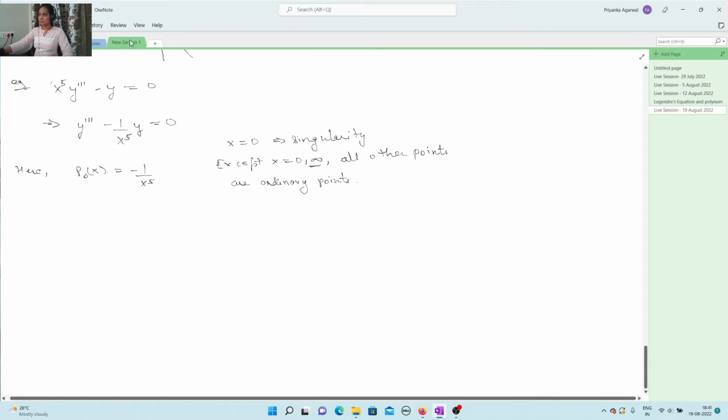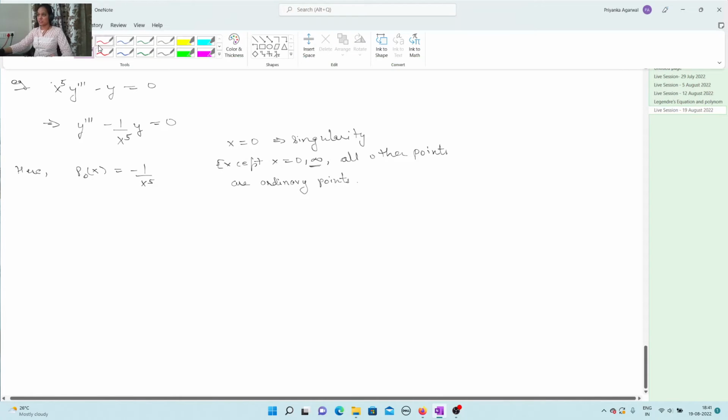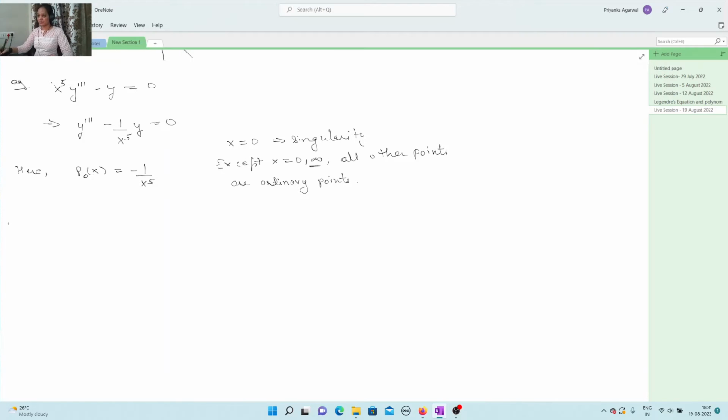Now, is it clear what ordinary points are? Any confusion? Ma'am, at ordinary points, we have a single value derivative. The derivative should exist and the value of a function should be single.